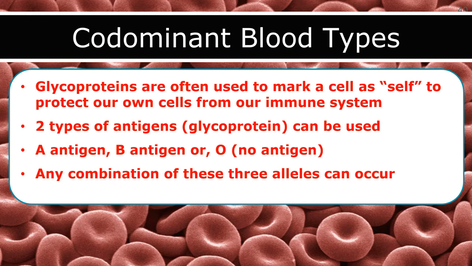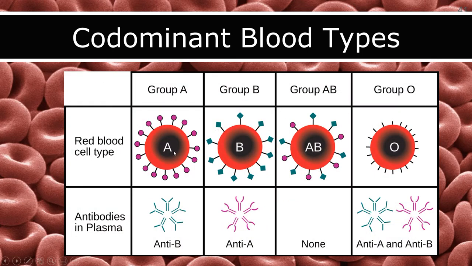There are two antigens that could be produced. Those are, again, just proteins with sugars on them that sit in the membrane, and they will either display an A antigen, which is that glycoprotein, a B antigen, which is a different glycoprotein, or you might have no antigen at all. Any combination of these three alleles can occur, which is how we end up with our different blood types. If you have type A blood, it means you have the type A glycoprotein on the surface of your red blood cells. If you have type B, it means you only have the type B version of that glycoprotein on your red blood cells.